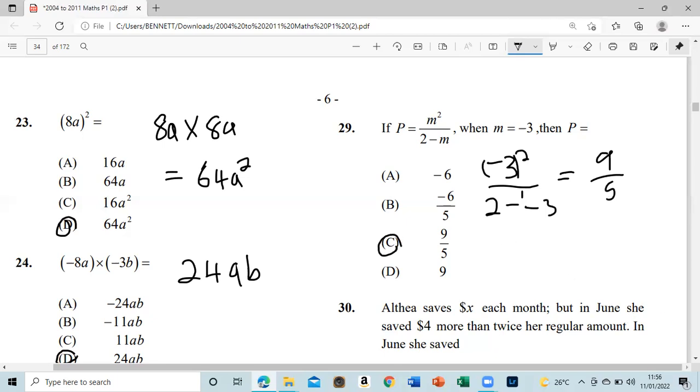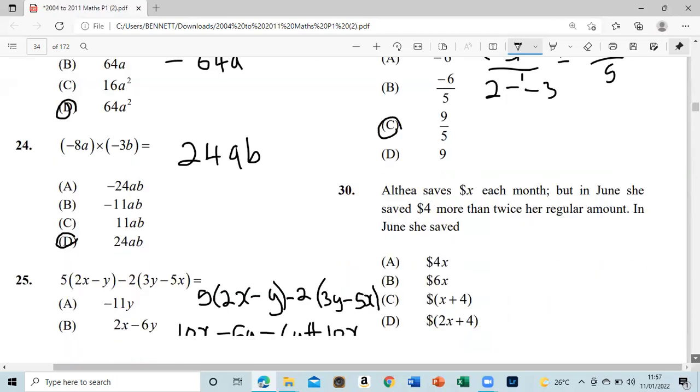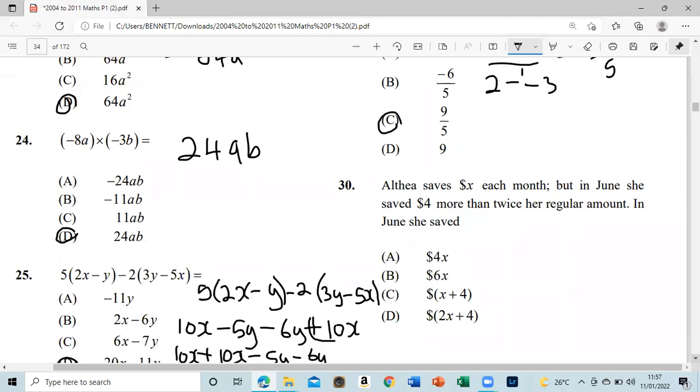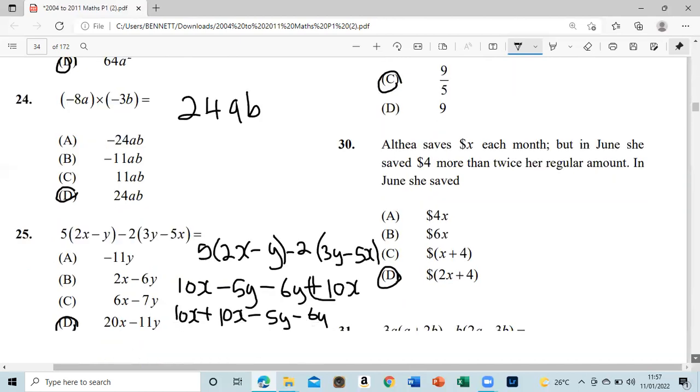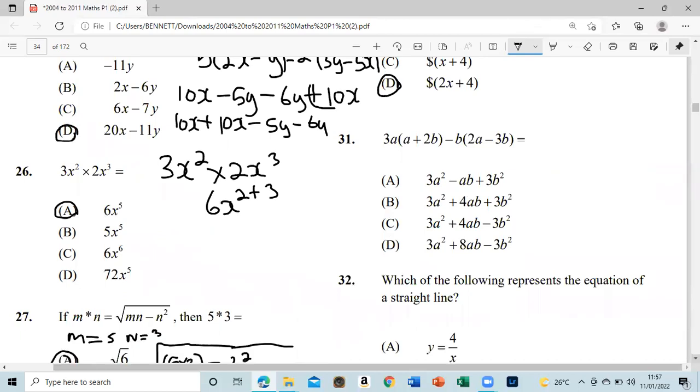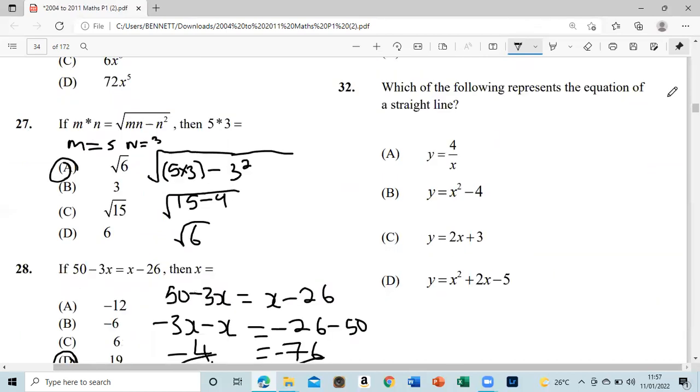Yay! We're halfway there. Let's go, guys. What's the answer for number 30? Althea saved $x each month, but in June she saved $4 more than twice her regular amount. In June she saved, wouldn't that be 2x plus 4? Yep. Twice, yeah, plus that. All right, guys, give yourselves a round of applause. We have reached the halfway stage. Awesome job. Let's finish up this now.